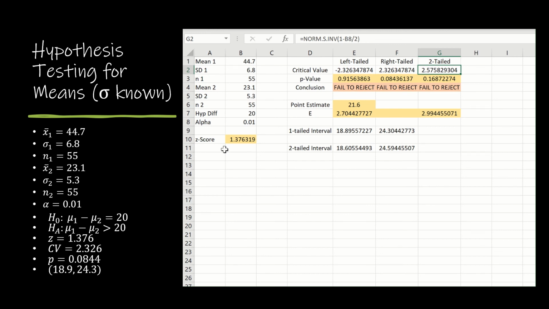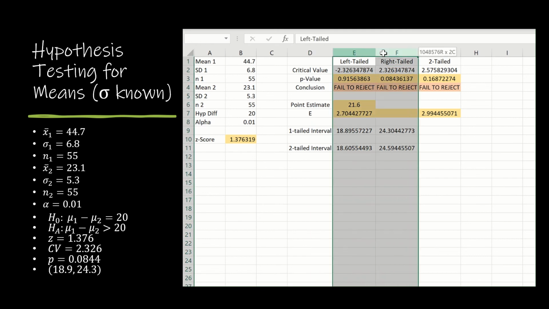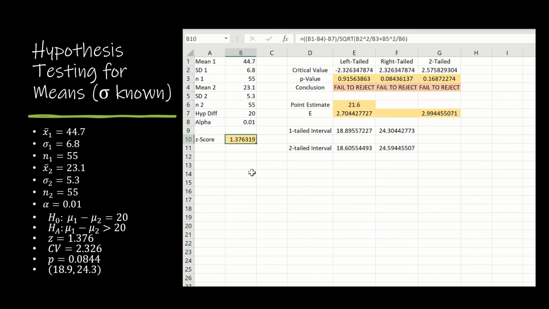Again, I strongly encourage you to use Excel because we already went through just a moment ago how to set the spreadsheet up for one-tailed. This is a right-tailed test, so as I can see, it has found the correct z-score, keeping in mind that I need to include a hypothesized difference of 20, otherwise this will all be incorrect. I have the correct z-score, I have the right-tailed critical value, I have the p-value, I have failed to reject, and I have the interval.